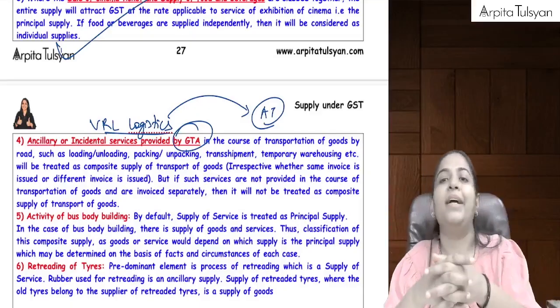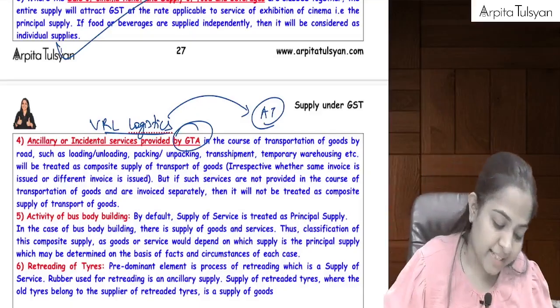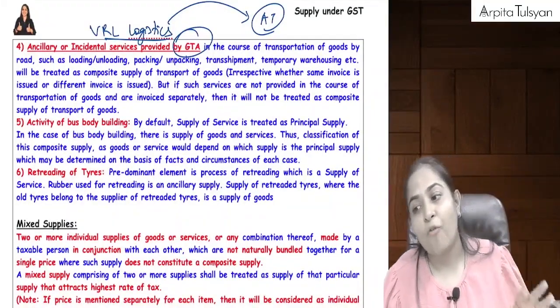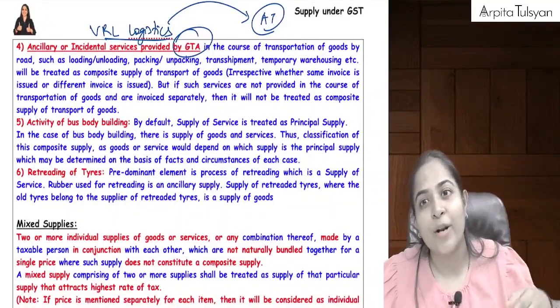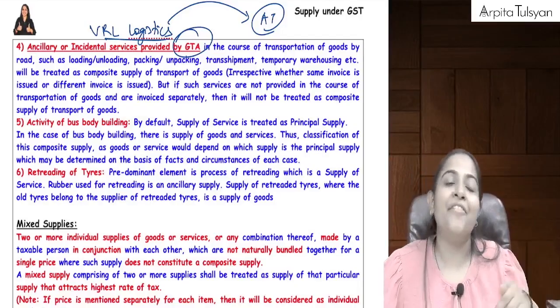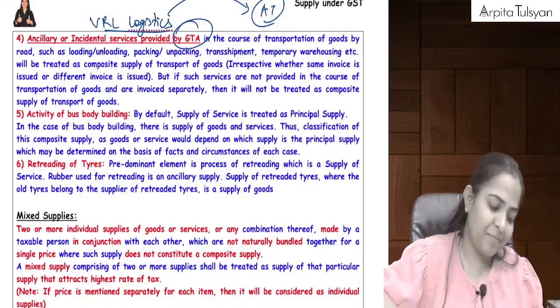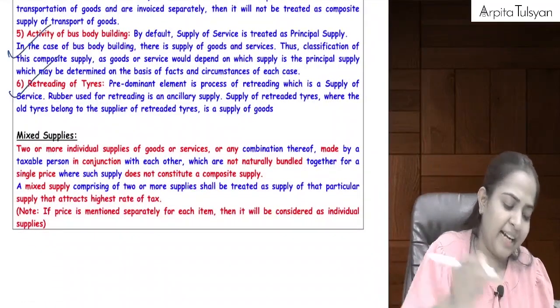So again, that will be considered as what? Again, that will be considered as a composite supply. Are you understanding this? But what if I avail only unloading services from them? Or I avail only packaging services from them? Then that is an individual supply. Yes. Then after that, last 2 points.